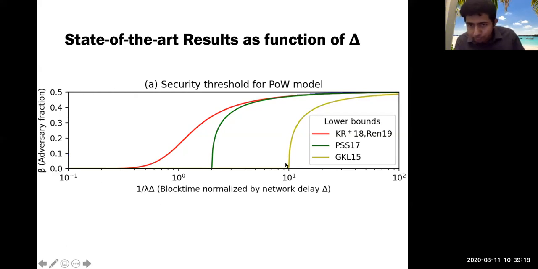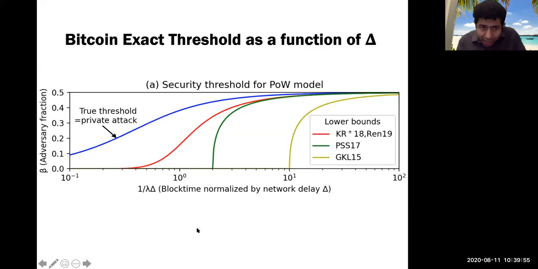These different curves are from four papers, and they show what each paper guarantees. All of these guarantee security above this point. For example, the red figure says that if 1 over lambda delta equals 1, then you can handle about a 15% adversary fraction. It doesn't say that you will not be able to handle more than 15%, but it guarantees that you can definitely handle 15%. Our main result is that this is not a tight characterization.